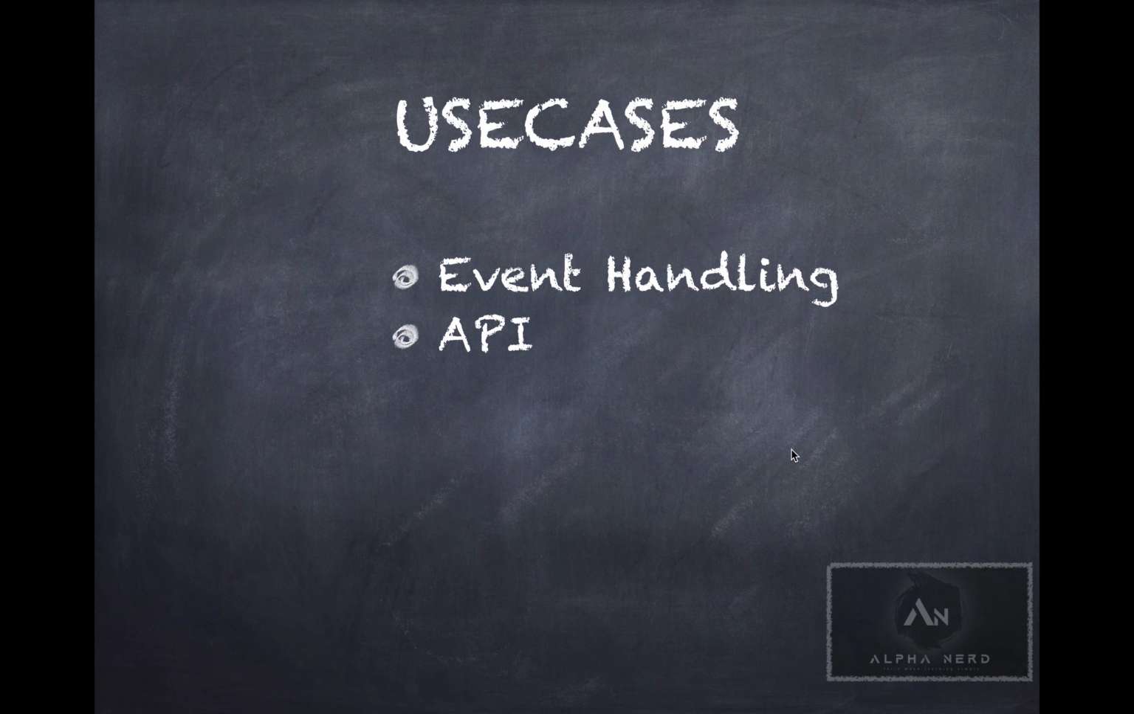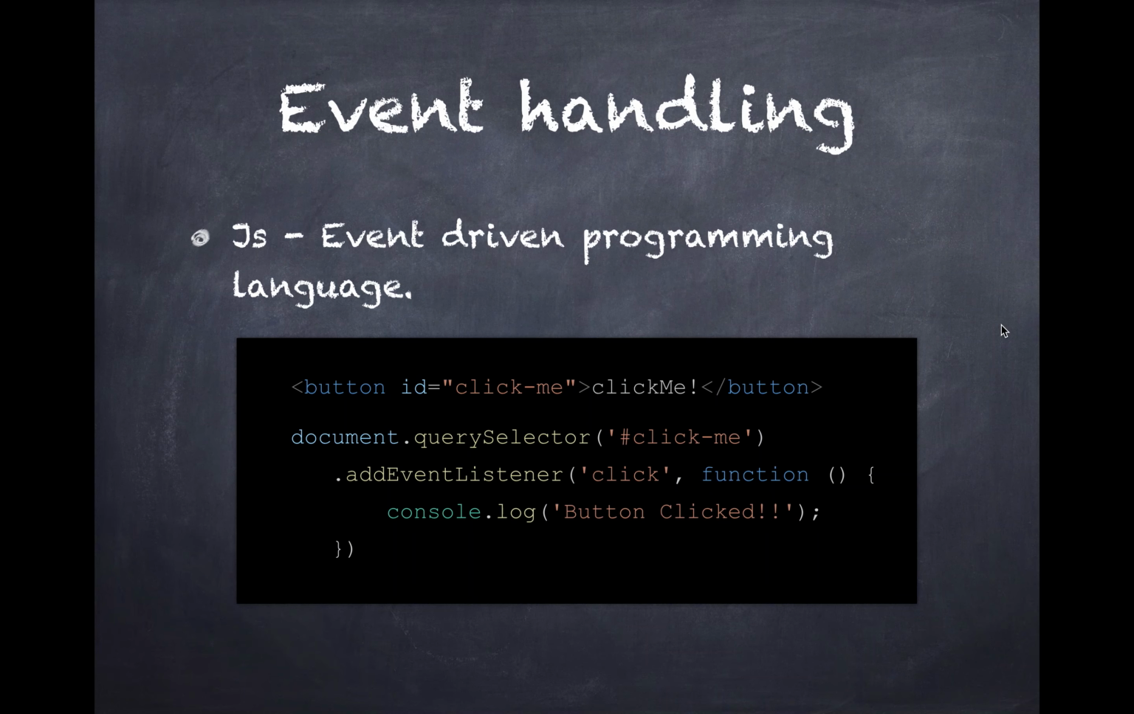So that being learned, let's see what the predominant use cases of the callback are. It's event handling and the API request. We very well know that JavaScript is an event-driven programming language. As you can see in this example, we have a button here with an ID clickMe and a text Click Me. To handle the click event of this button, we are using the addEventListener. The addEventListener takes the first argument as the event and the second argument as a callback function. The callback function holds what has to be done once the button is clicked.